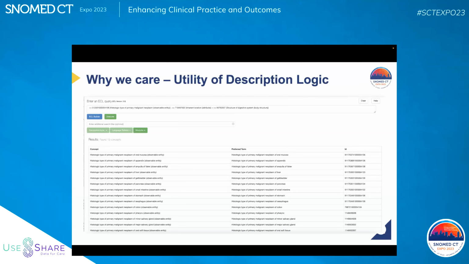So I'm looking here at an ECL query: give me all the subtypes of primary malignant neoplasm refined by the inherent location. So I want to look at all digestive tract systems.